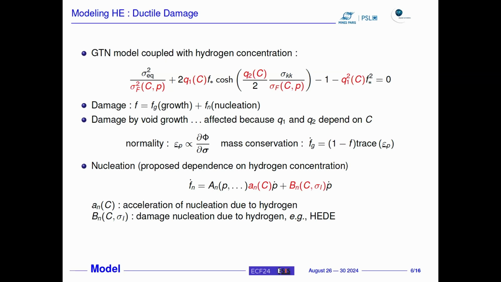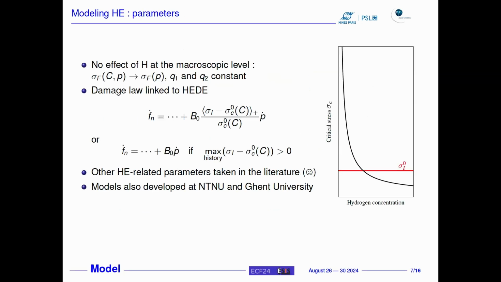And we can imagine that when you have more hydrogen, debonding becomes easier. But if you are thinking of a specific mechanism, such as hydrogen-enhanced decohesion, then we add another term, which is driven by the plastic strain, but also by the magnitude of the principal stress. So if the principal stress is very high, then it will break faster. And that's the idea here, that the critical stress is a function of the hydrogen concentration.